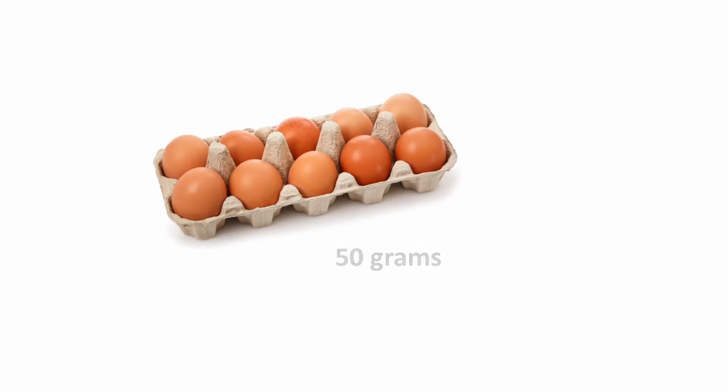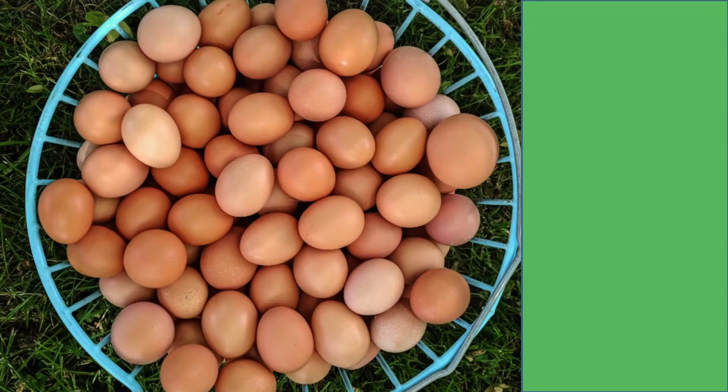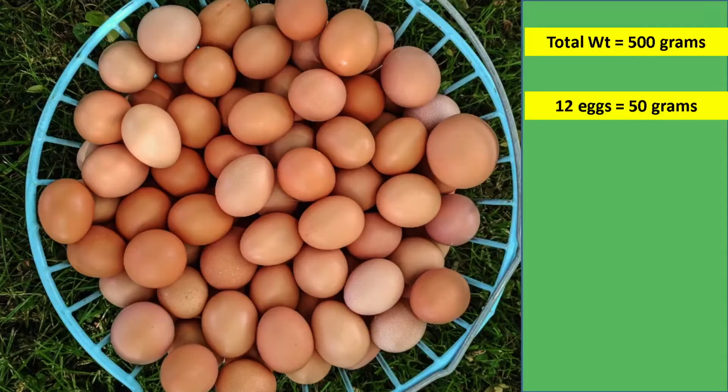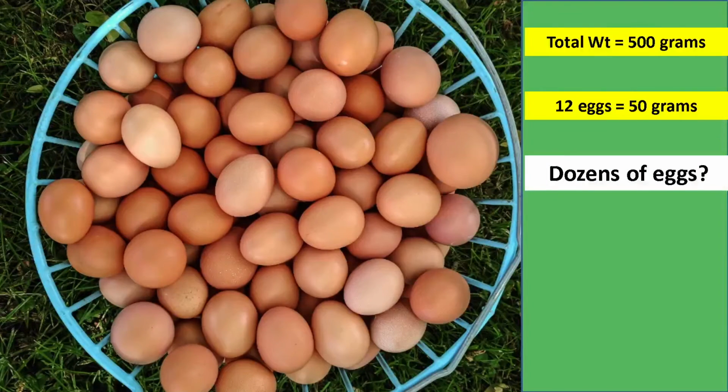Here we have a dozen of eggs which weighs 50 grams. Now we see a bunch of these eggs in a basket. The total weight of these eggs in the basket was found to be 500 grams. We know that the weight of 1 dozen of eggs is 50 grams. So we can very well find out how many dozens of eggs are there in the basket. Don't you think so? It's simple mathematics.